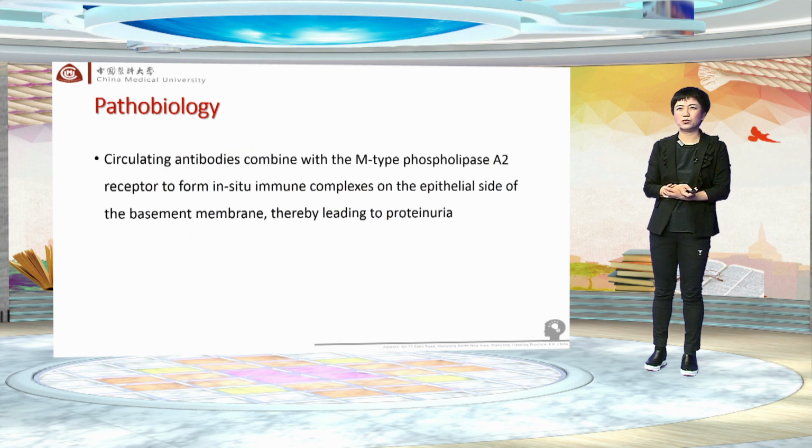In most patients with idiopathic membranous nephropathy, the antigen in the immune deposits is the M-type phospholipase A2 receptor, which is present in podocytes. Circulating antibodies combine with this antigen to form in situ immune complexes on the epithelial side of the basement membrane, thereby leading to proteinuria.